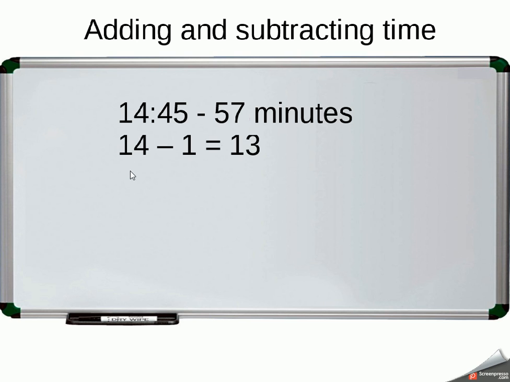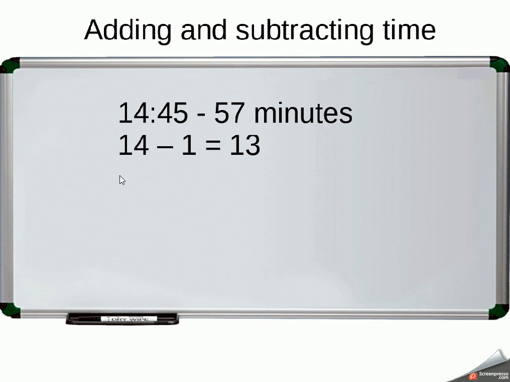So the trouble with this is, when I look at this, if I tried to take away 57 from 45, I can't do it, because 57 is greater than 45. So if I tried to take 57 away from 45, the 57 is too big. So just like we do in regular subtraction, I'm going to borrow 1 from the hours.